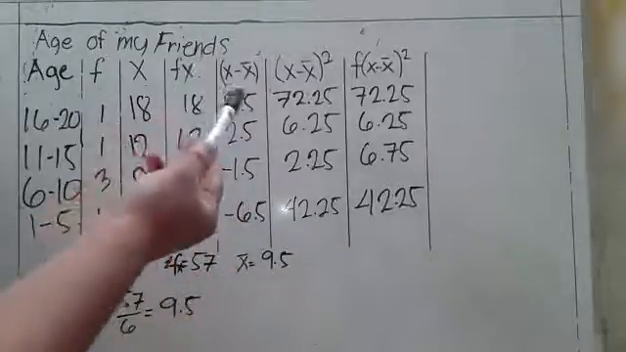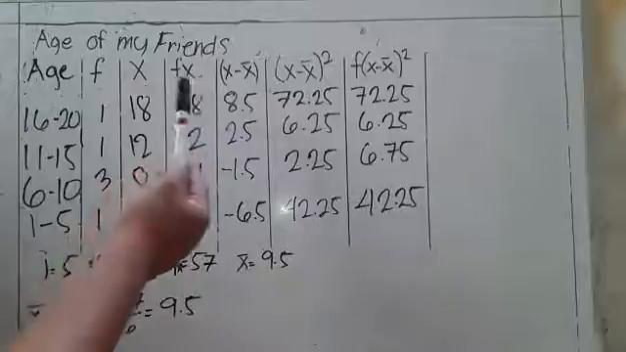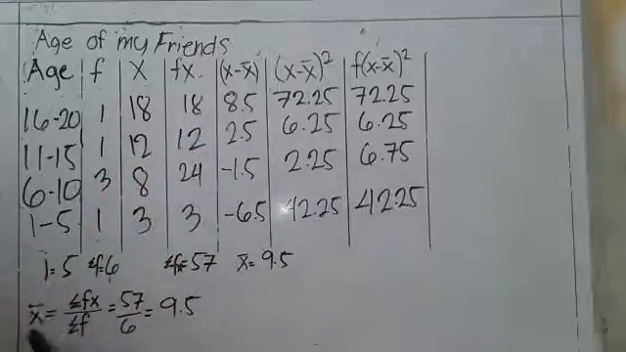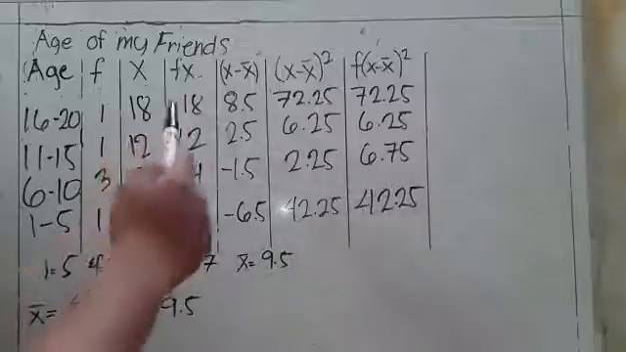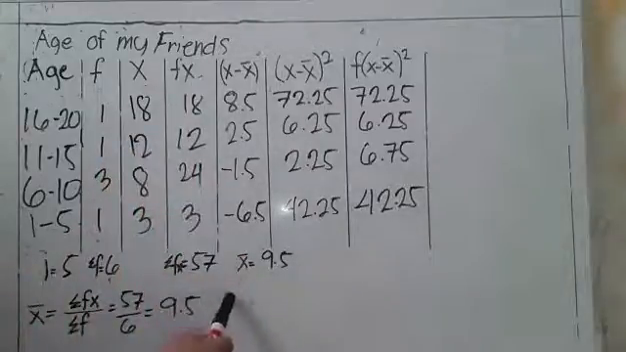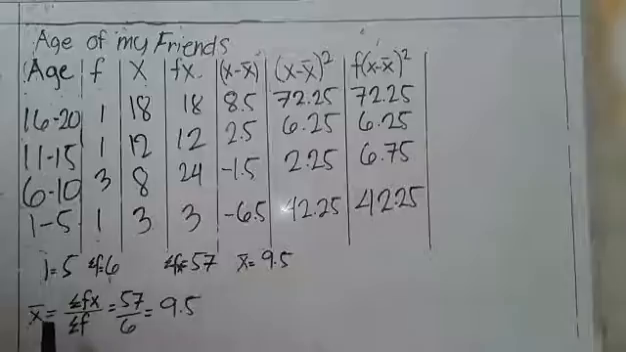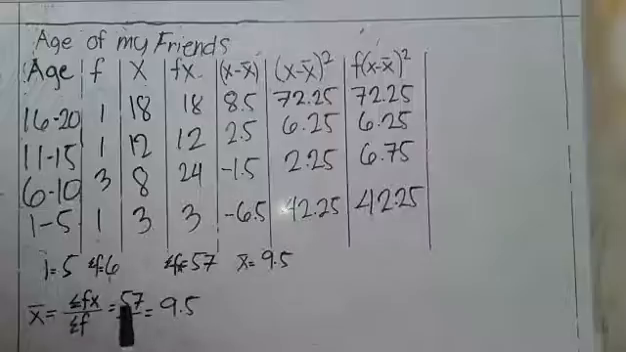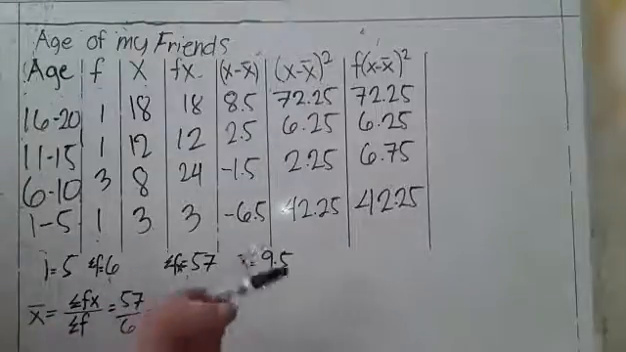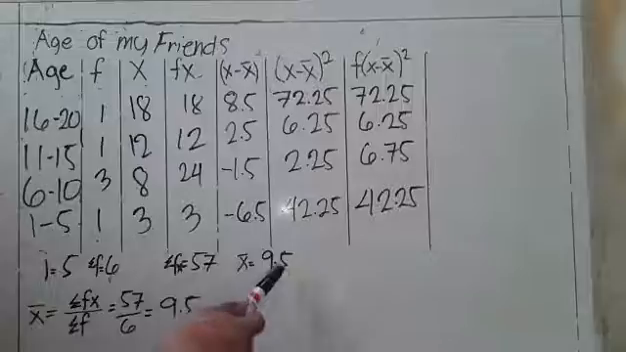For x minus x bar, first get the x bar, which is the mean. x bar equals the sum of the fx, which is 57, over the sum of the frequency, which is 6. So 57 over 6. 57 divided by 6 is 9.5. So our x bar here is 9.5.